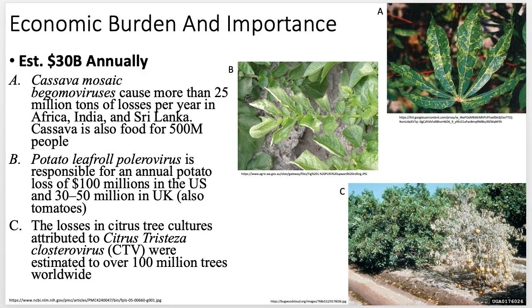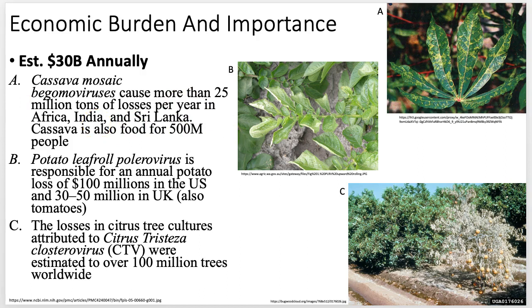So this is all from this same article. It's a really nice review article. I just grabbed one of their intro paragraphs, which talked about a bunch of specific examples. They're the ones that estimate 30 billion, which they're referencing another reference. But so cassava, however you want to say it.